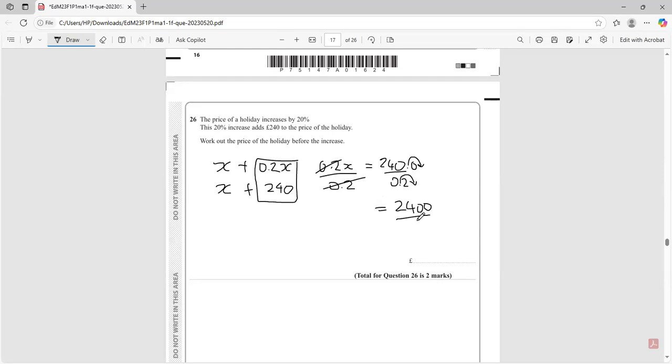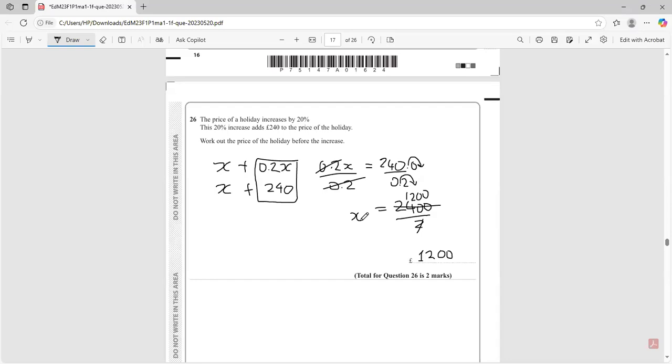Divided by 2. So you already know the deal, right? 2 in 24 is 12. I don't even need to start breaking it down. And with the 0 and with the 0, that will leave me with 1,200. Okay, so that's my value for X, and that's the original price of the holiday before the increase.